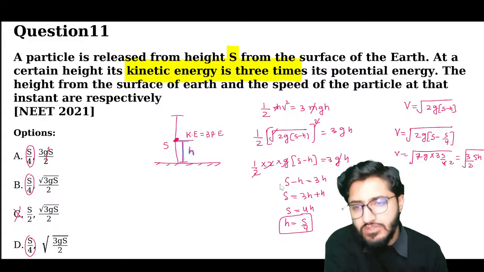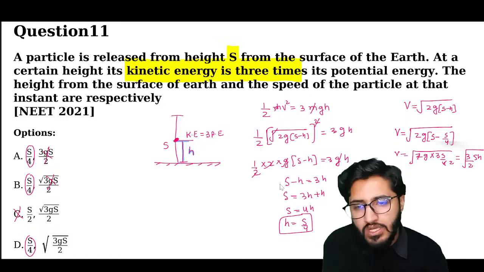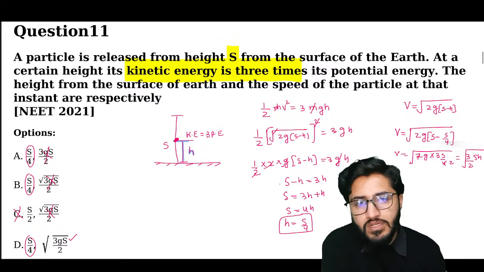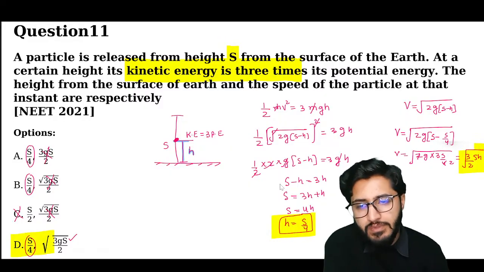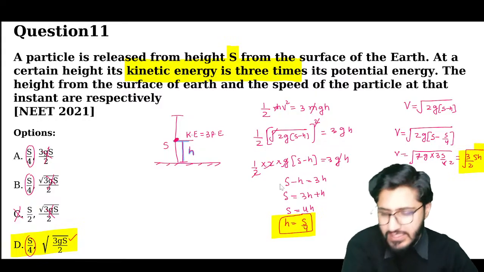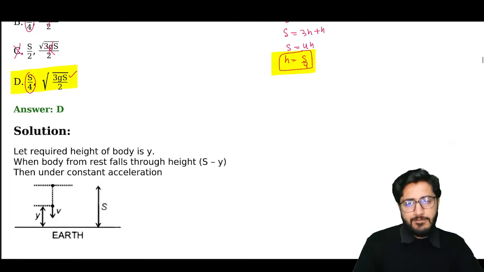Look, this one is not my answer. 3 by 2, root in the numerator and denominator also not. So this is not my answer. Not this one. Yeah, 3g, this is my answer. So option number D is correct. By looking at these things, option number D is correct. Okay, this is how you can do your numerical.